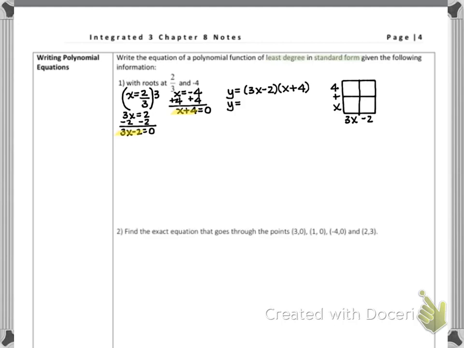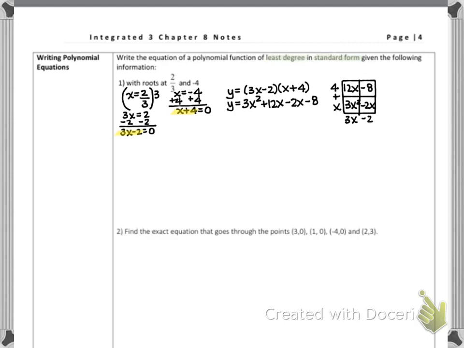So if I multiplied this out, I know that one of the things inside the boxes would be a 3x squared, which would be down here in the bottom left. Additionally, I would end up with a positive 12x. That would have been up here. And then I have my negative 2x. That would be in this bottom corner. And then I would have ended up with a -8 as well.